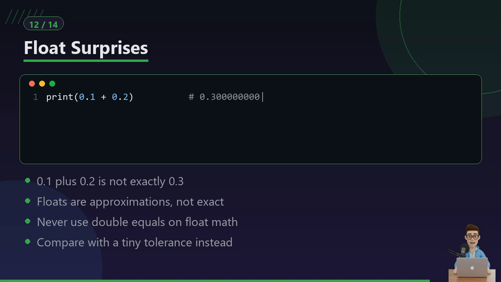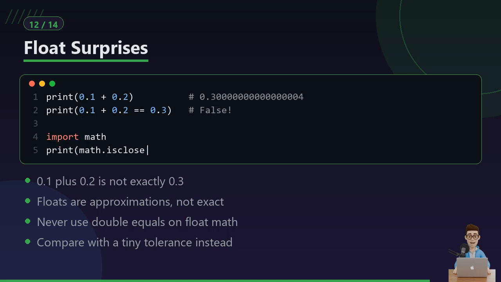You might wonder why 0.1 plus 0.2 prints 0.3 with a weird 4 at the end. Computers store decimals in binary, and some decimals cannot be stored exactly, the same way 1/3 becomes 0.333 forever in our system. So never check float results with double equals. Here is the trick. Use math.isclose, which asks, are these close enough instead of are these identical? In short, floats are very good approximations, so compare them loosely.